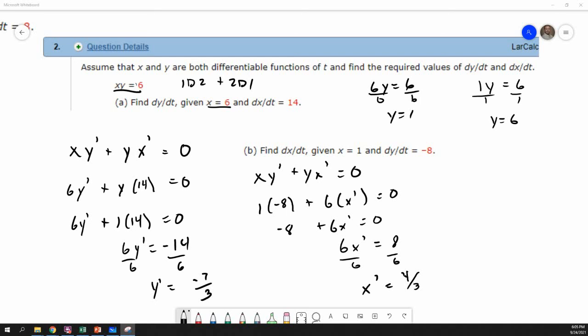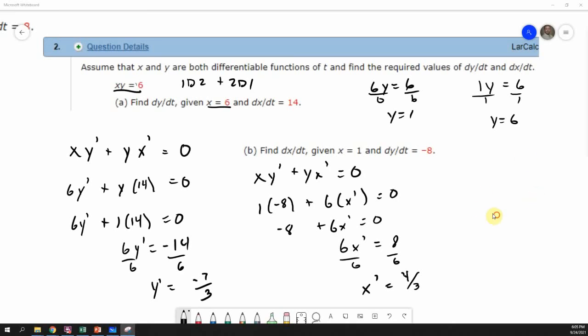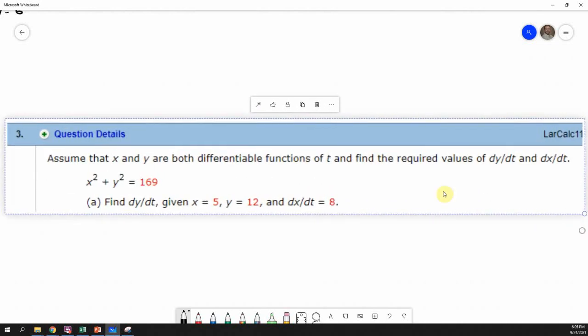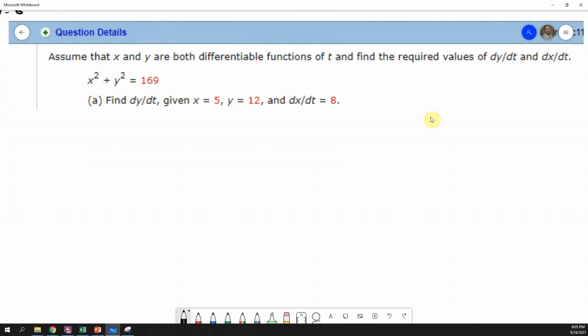And then number 3. Once again, these are all the exact same kind of problem, just different implicit differentiations. But we've already implicitly differentiated one like this. It's this circle. So the only difference here is now x is also a function of t. So x squared is 2x dx dt. And then the derivative of y squared is 2y dy dt equals 0.